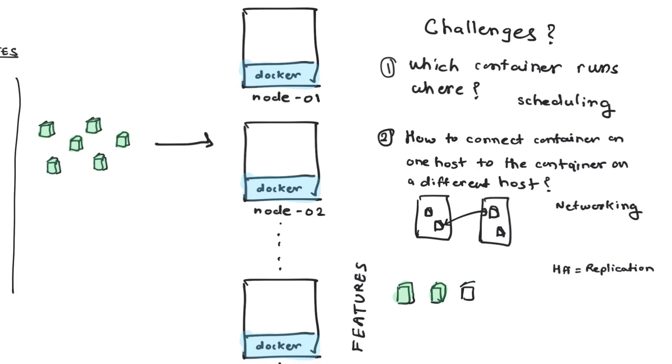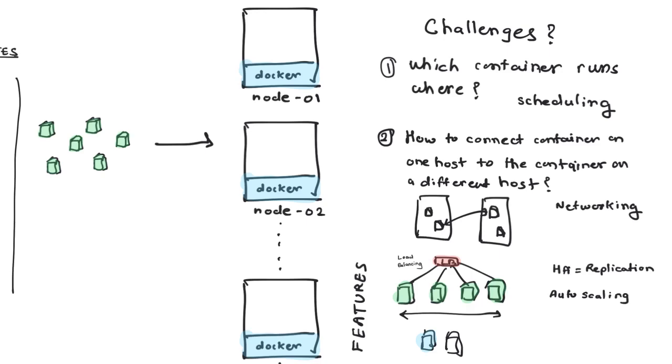Apart from that, you might desire certain features such as high availability, in which case you might have to deal with replication. You may want to scale your application, so auto-scaling. Once you have multiple replicas, how do you connect to those? How do you distribute your traffic? That's where the next problem is, load balancing, or the next feature you may need in your environment. We're talking about these additional features.